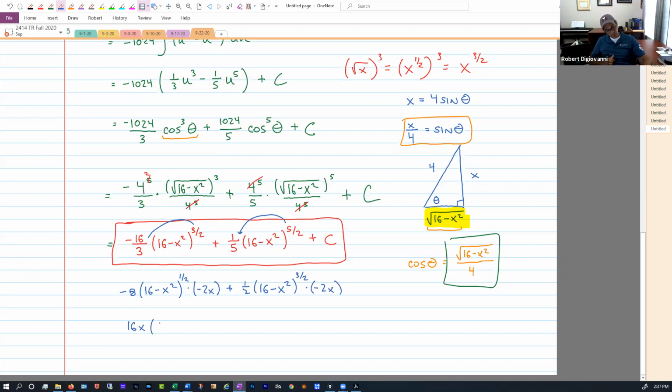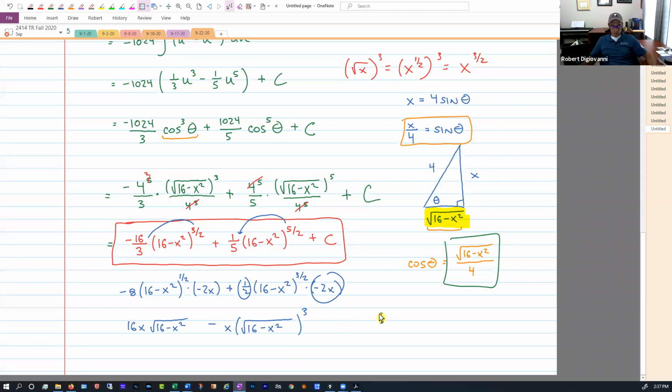16x times, yeah, I'll do it that way. This is just the square root of 16 minus x squared. Minus, I put the 1/2 and the 2x together, I just get a minus x. And then this expression is really the square root of 16 minus x squared, all of that cubed.